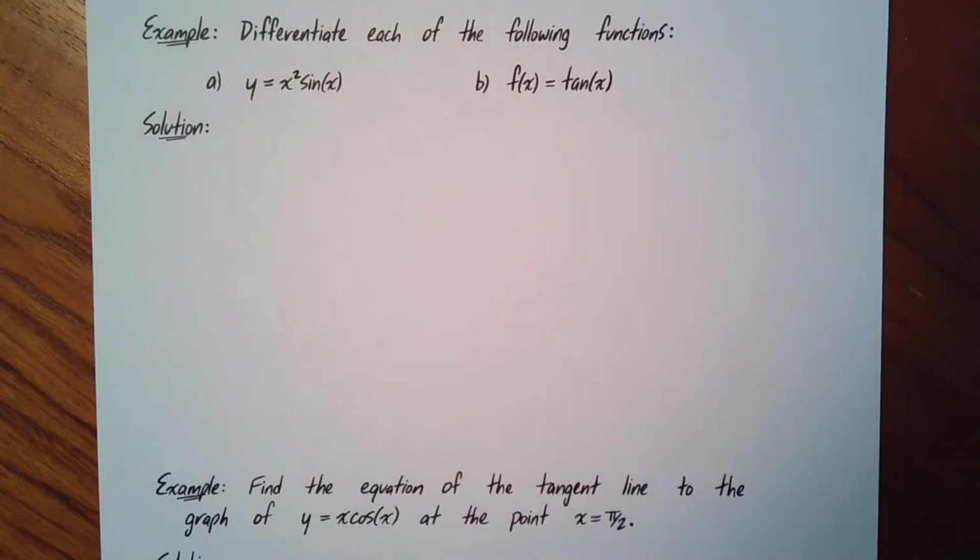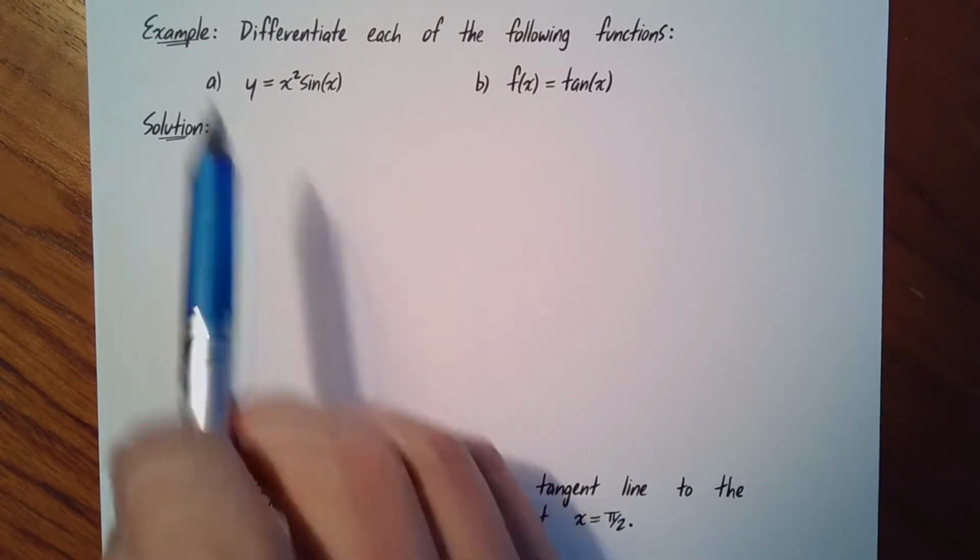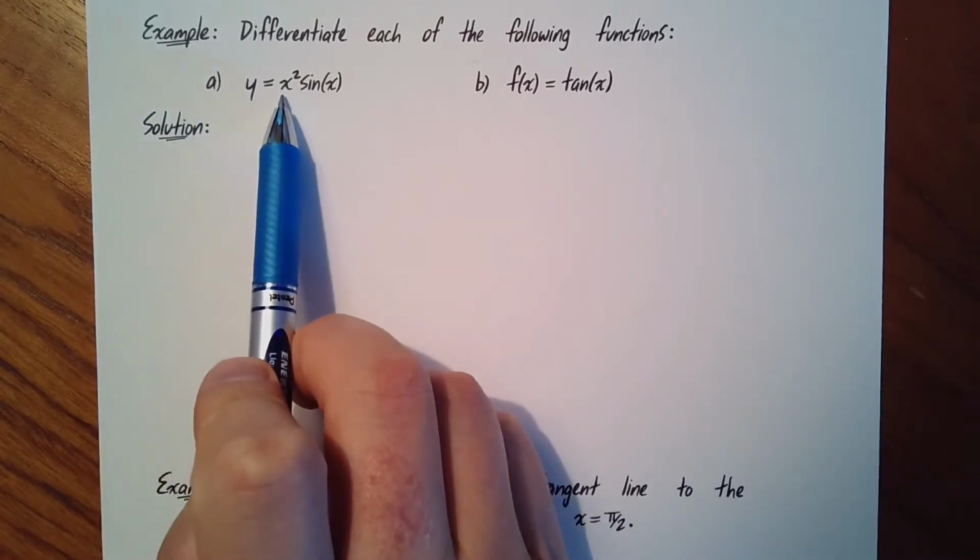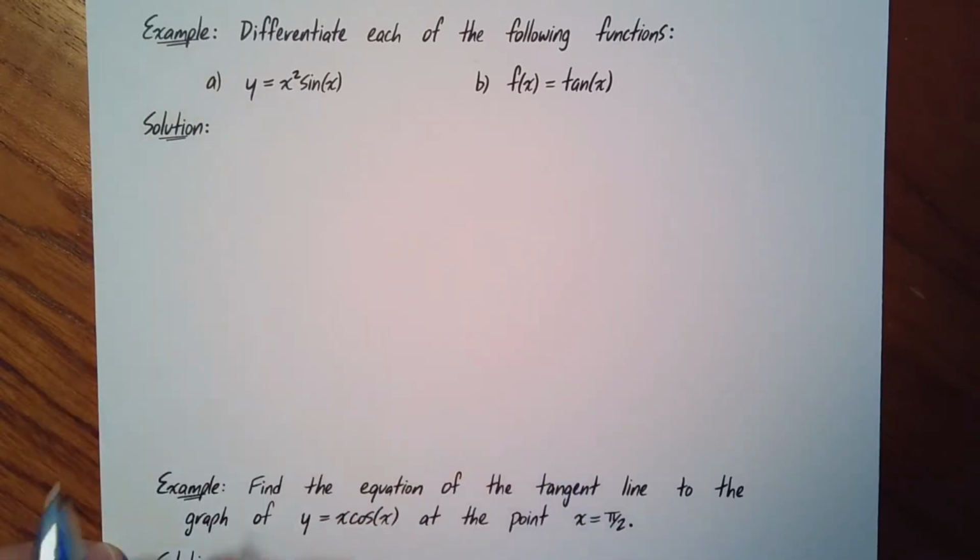So now we'll do a couple of examples. We've got two functions and we're going to find their derivatives. The first one, we've got y is equal to x squared times the sine of x. So let's start with that one.